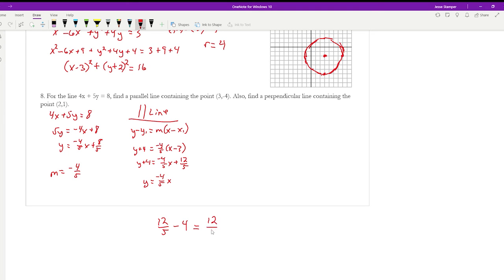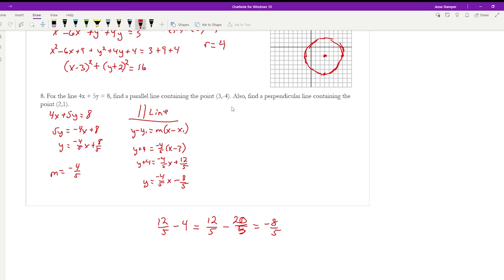That becomes 12/5 minus 20 over 5, because for the 1 to become a 5, you've got to multiply by 5. For the 4, you've got to multiply by 5 to become 20. You get negative 8/5. So it's minus 8/5. It's a parallel line, and from the look of things, it's pretty much running through the opposite of the y-intercept. The y-intercept in the original one is a positive 8/5. The y-intercept in the parallel line is negative 8/5.